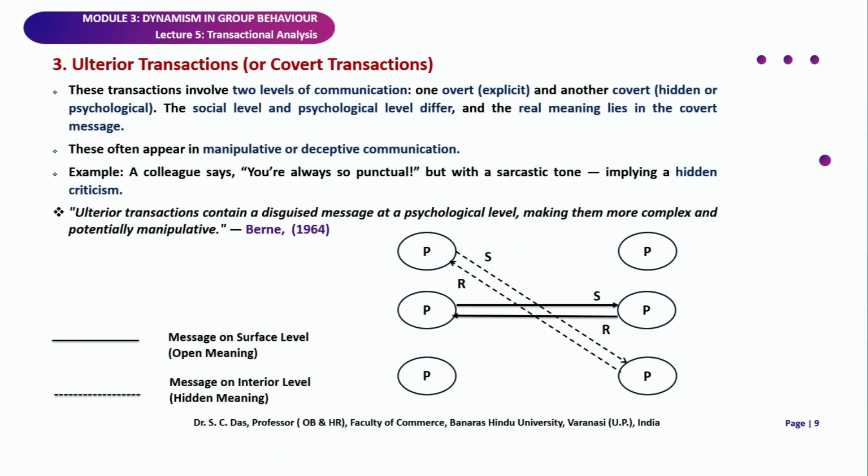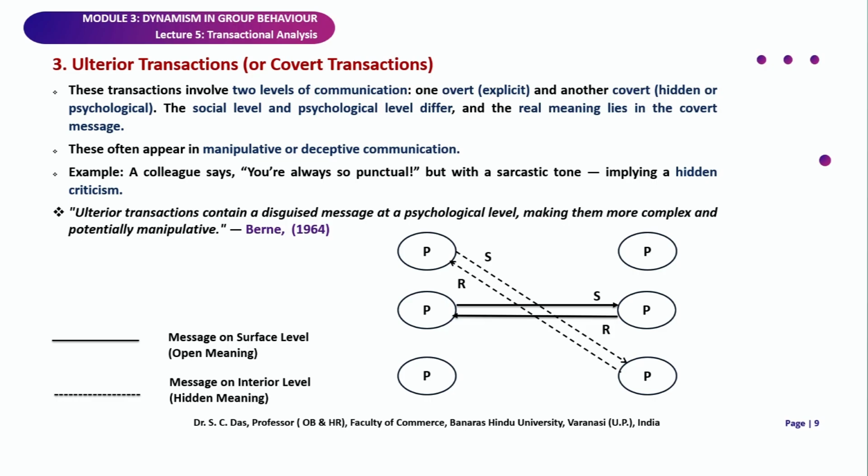Now see some more: ulterior transactions, or covert transactions, are more dangerous. These transactions involve two levels of communication. One is explicit, another is hidden, psychological. There is overt and covert. The social level and psychological level differ, and the real meaning lies in the covert message. Example: a colleague says, you are always so punctual, but with a sarcastic tone implying a hidden criticism.